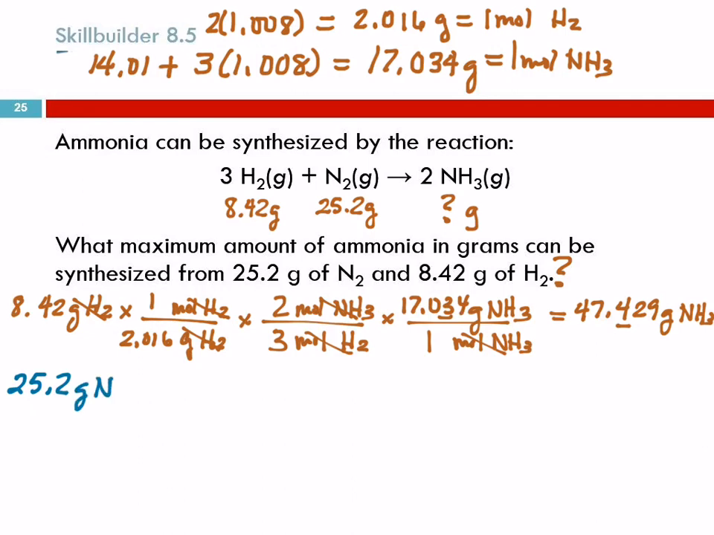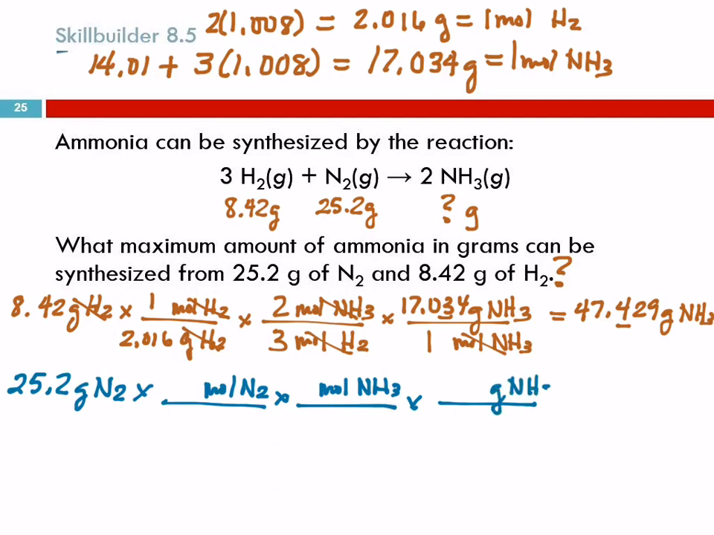25.2 grams of nitrogen. Grams to moles to moles to grams. So there's my grams. And then I go to moles of nitrogen. And I'm still trying to find moles of ammonia. I'm going the same way here. And then grams of ammonia. Put all the units in so they cancel out. I got all my units in place.